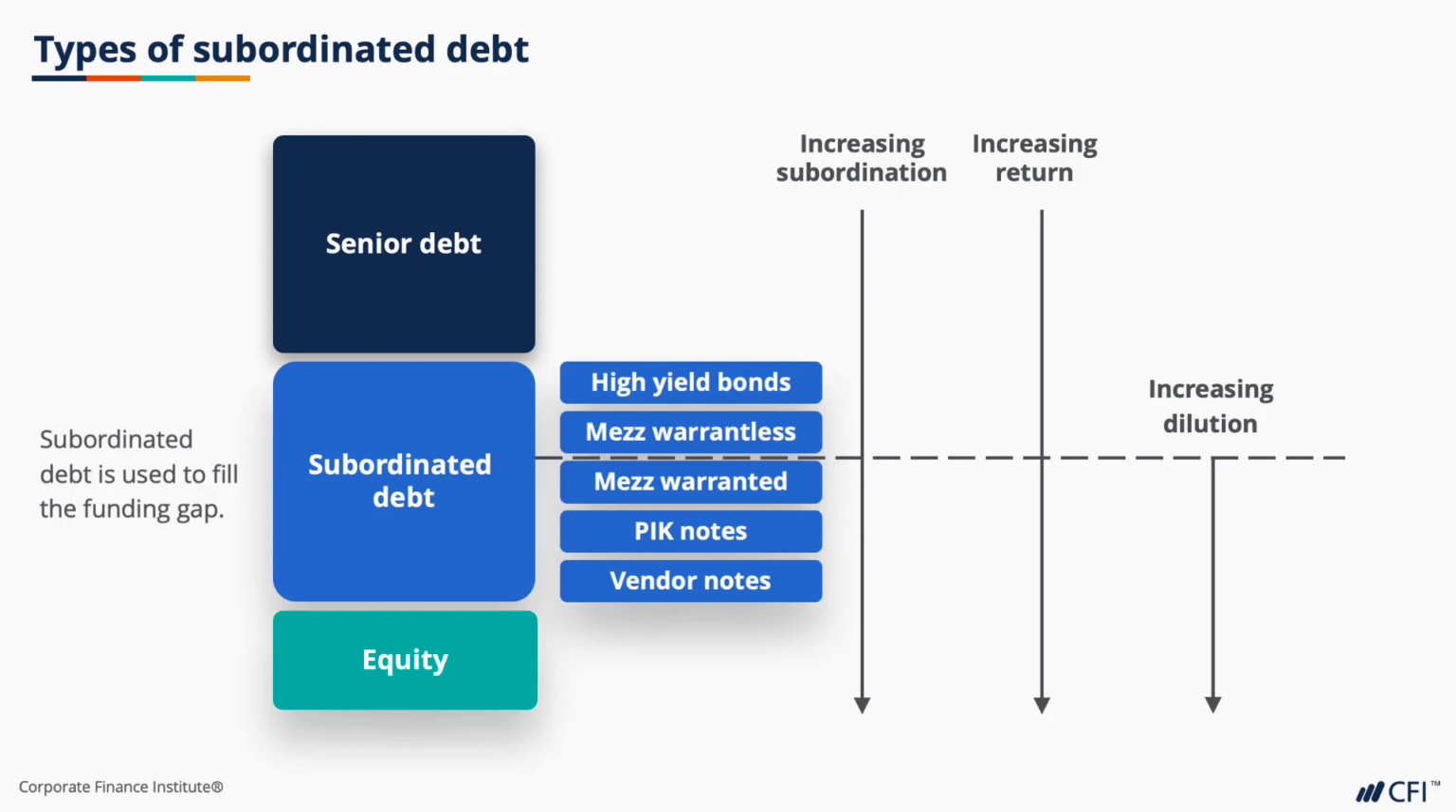Starting at the top, we have high-yield bonds, also sometimes referred to as junk bonds. Subordinated to junk bonds is mezzanine financing, or mezz for short. And mezzanine financing can come with warrants attached or without warrants attached. Warrants would convert into shares of the company and therefore cause equity dilution. And that's why you can see the dotted line between warrantless and warranted mezzanine debt.